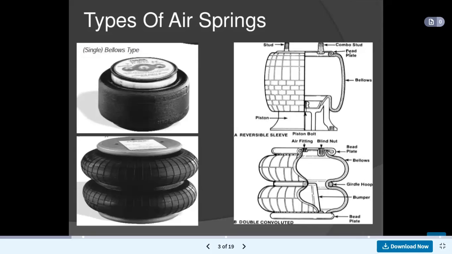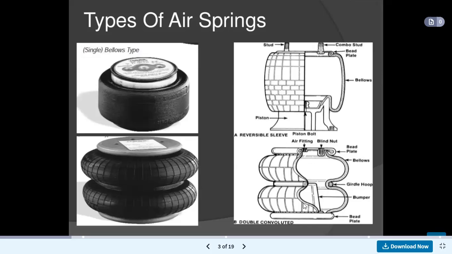This is the stud, and this is the combo stud that is provided. This lower portion is called the piston. This is the bellow, and this type is the reversible sleeve type. A piston bolt is also provided here. And if you see the double convoluted, in this case, an air fitting and blind nut are provided. A bead plate is provided here. This is the bellow, this is a girdle hoop, and this is the bead plate.